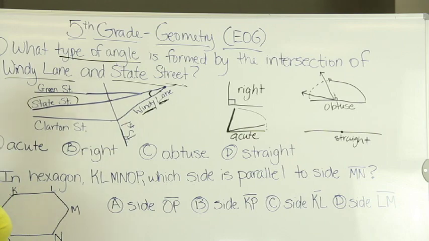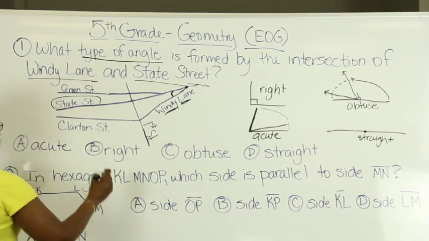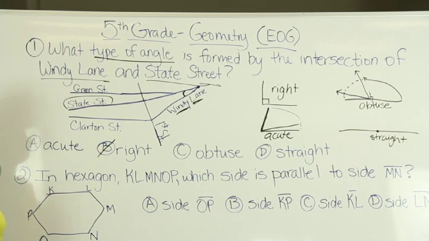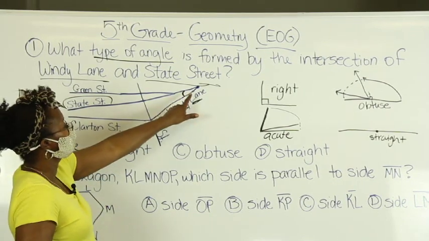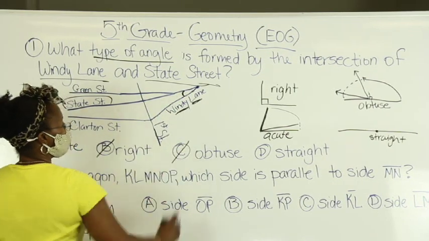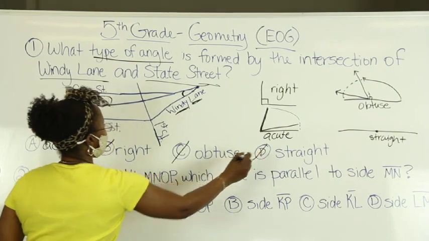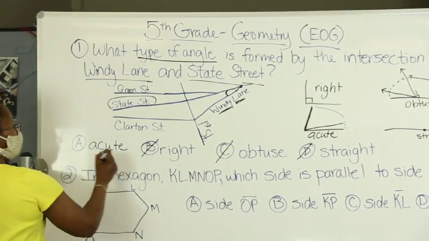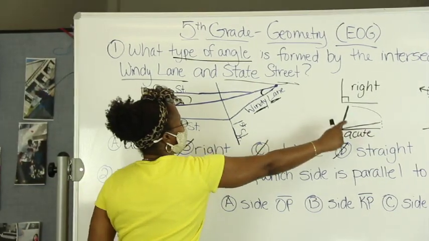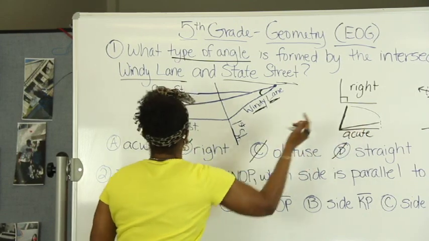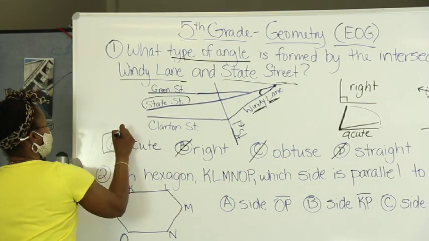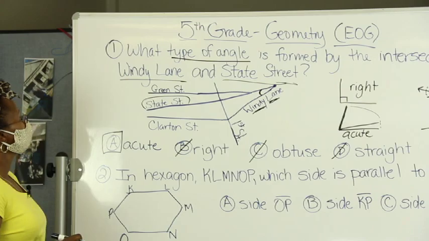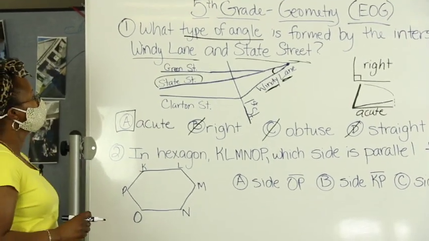So now we have to decide which one it is. So I would say that it's not the right angle, and it's definitely not obtuse, and it's not straight. So I think we can safely say it's an acute angle because it is less than 90 degrees. It's less than this. It's in this range, like this. So we're going to go with A, that it's an acute angle.